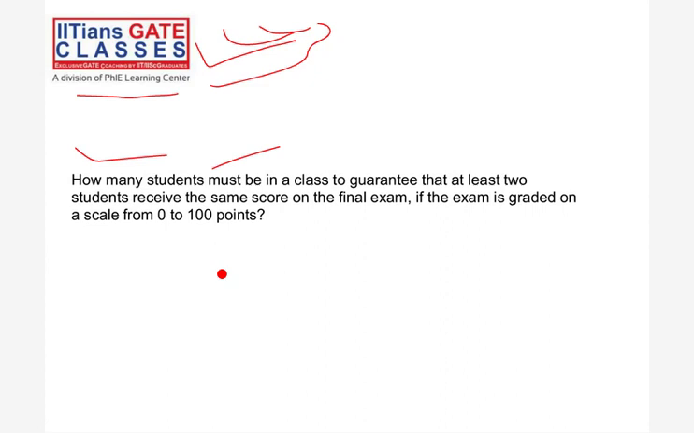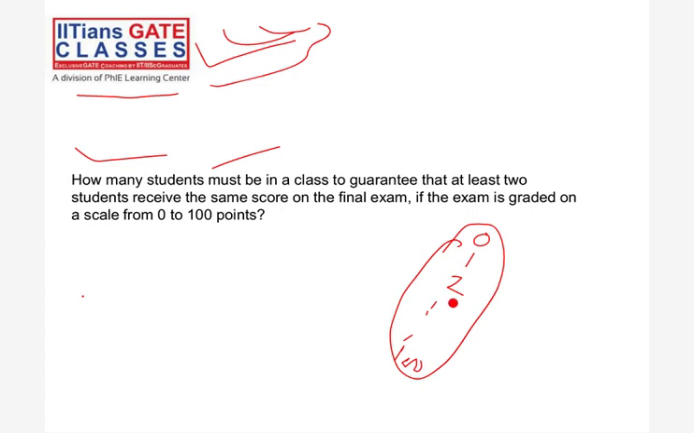Okay, so how many students must be in a class to guarantee that at least two students receive the same score on the final exam if the exam is graded on a scale from 0 to 100? So you are answering 101. Actually 101 is not correct. Why? You see what it is saying. The question is about the range of marks. Either someone can get 0 mark or 1 mark and so on, someone can get 100.